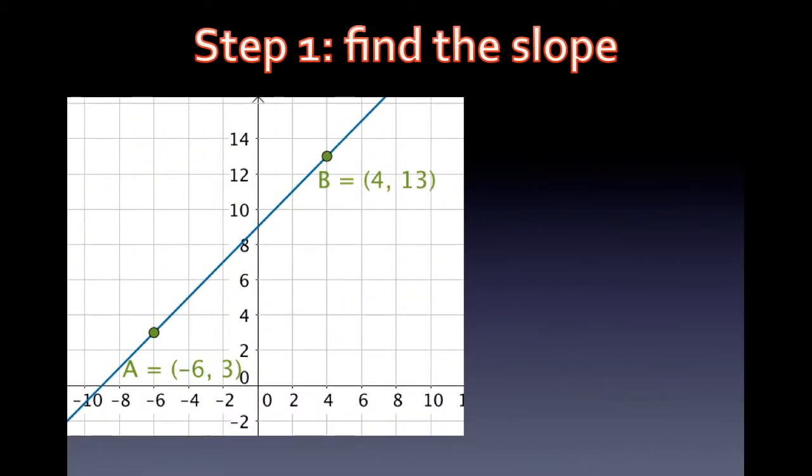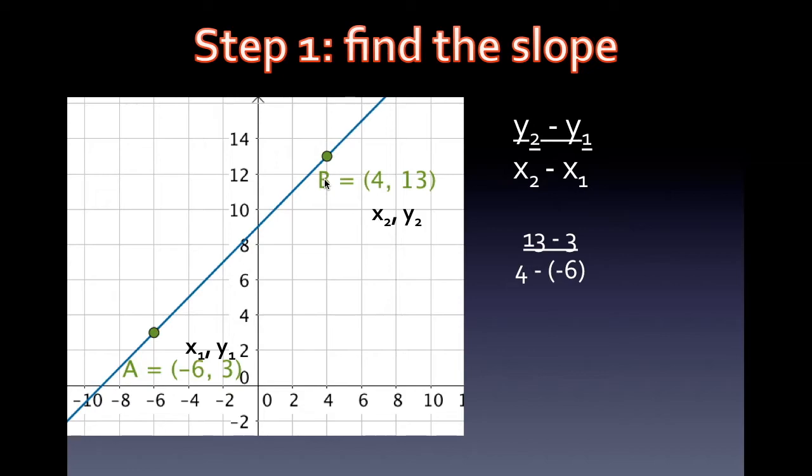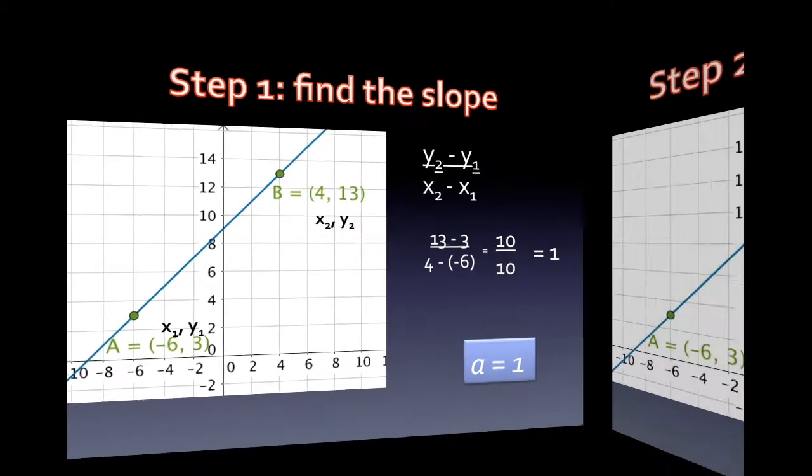Step 1, your directions are to find the slope. So now that you have your 2 points, you have the ingredients you need, you find the slope. So you use your rule, and I've labeled your x1, y1, and your x2, y2 for you. This one comes first, this one comes second. You plug it into your rule, you get 10 over 10, which is equal to 1. So you have your slope A, it's 1. So check, step 1 is done.